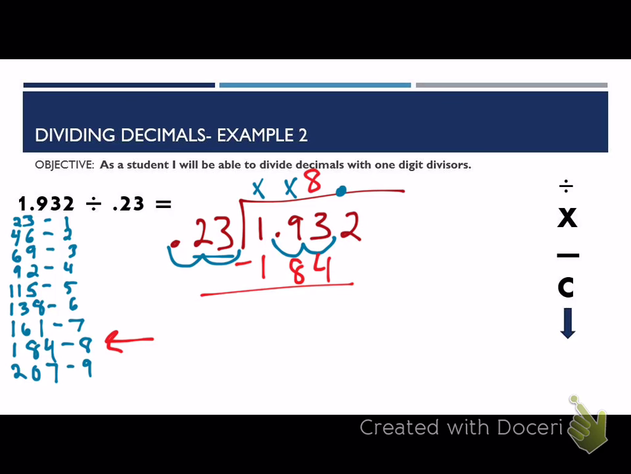We have, to borrow from the 9, it becomes 8. 3 becomes 13. That is 9. So we have 9 left over. The rest is 0. Go ahead and compare. Is 9 less than 23? Absolutely. So we're going to go ahead and bring down our 2.